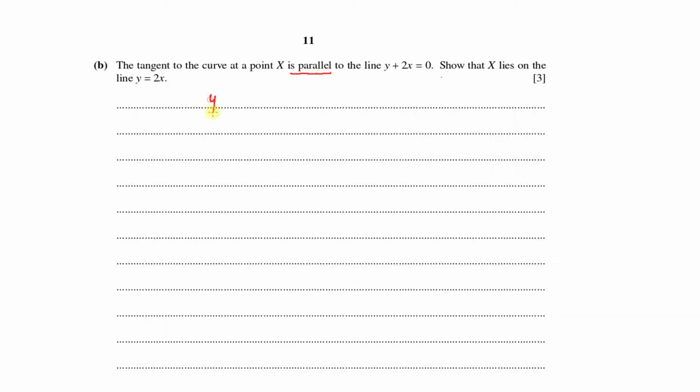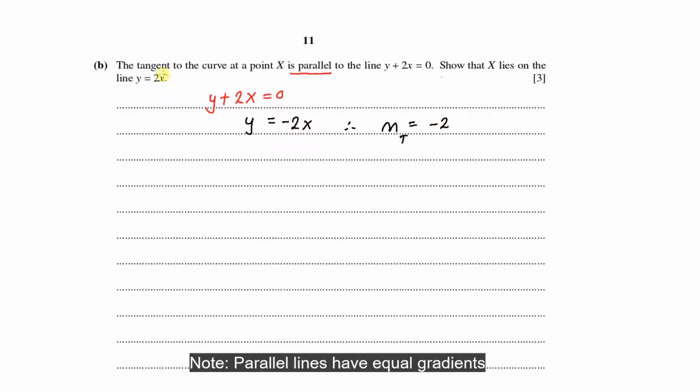If we have the line y plus 2x is equal to 0, it can be expressed with y as subject as y is equal to minus 2x, and we can therefore deduce that the gradient of the line, which is the gradient of the tangent, should be minus 2. That's the coefficient of x. So the gradient of the tangent to the curve should be minus 2.